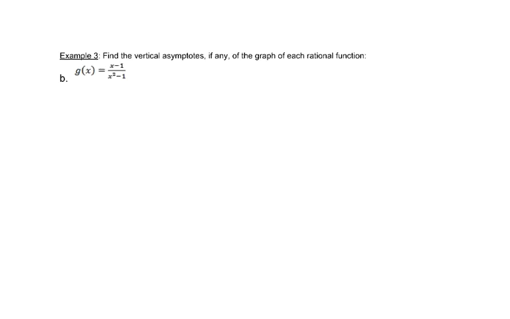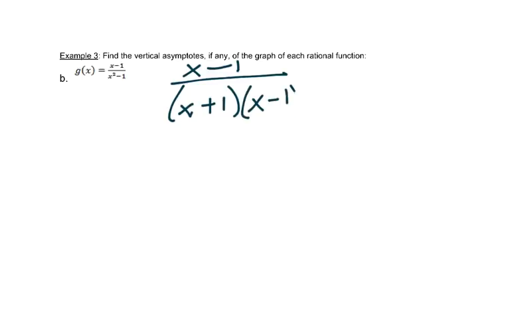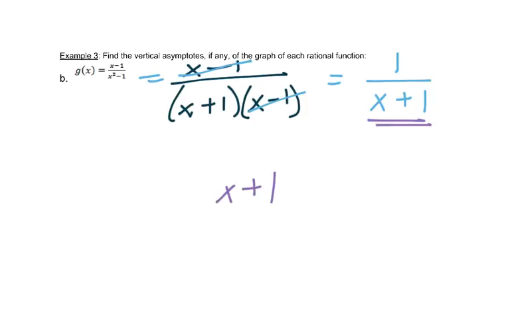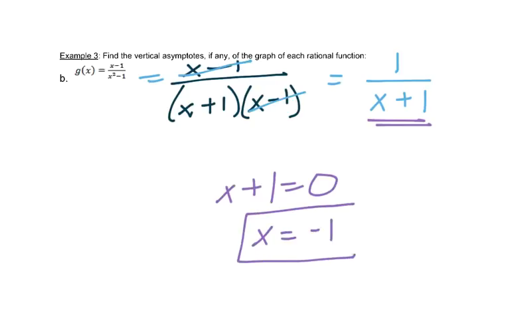So here's another example. It's the same denominator, but the numerator is different. Let's factor the denominator. And here's why factoring becomes important, because the top and the bottom have the same factor. So this fraction reduces to 1 over x plus 1. That's important with the vertical asymptote, because now we just take that x plus 1 and set it equal to 0. And this graph actually just has one vertical asymptote at negative 1.